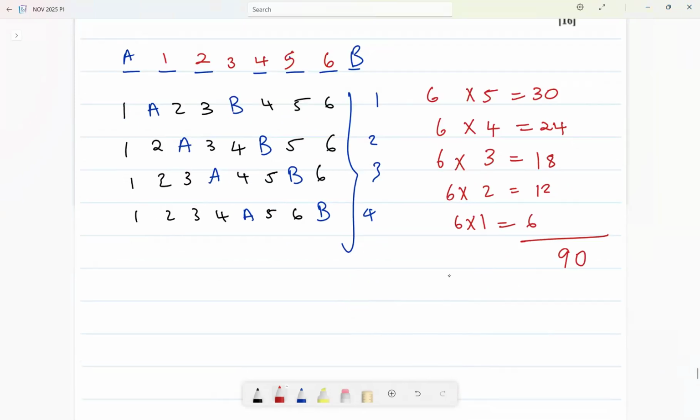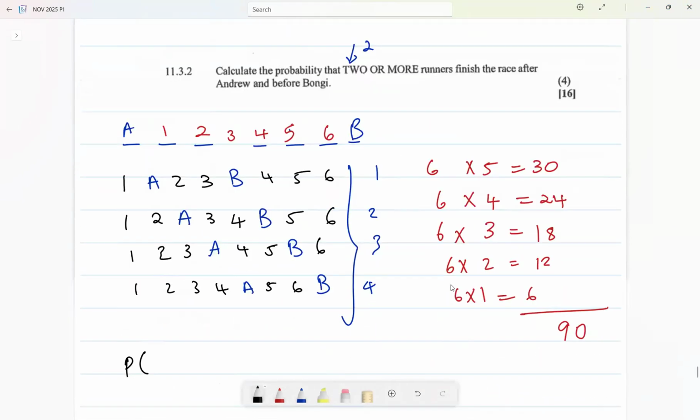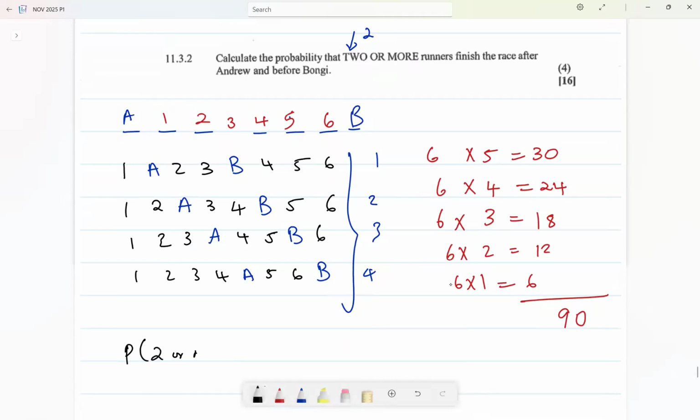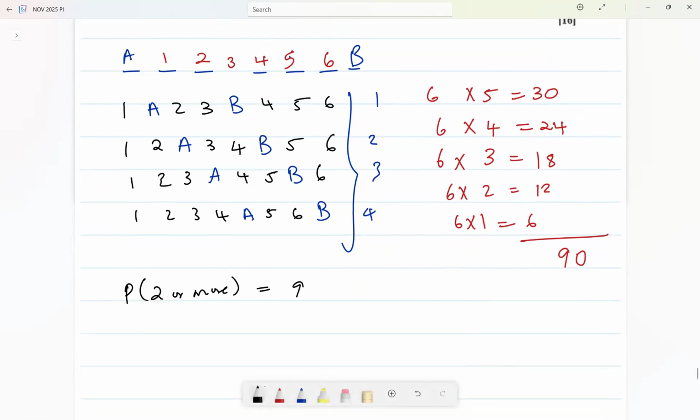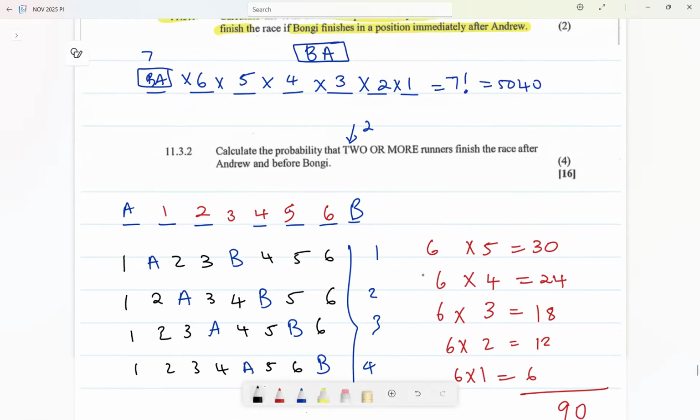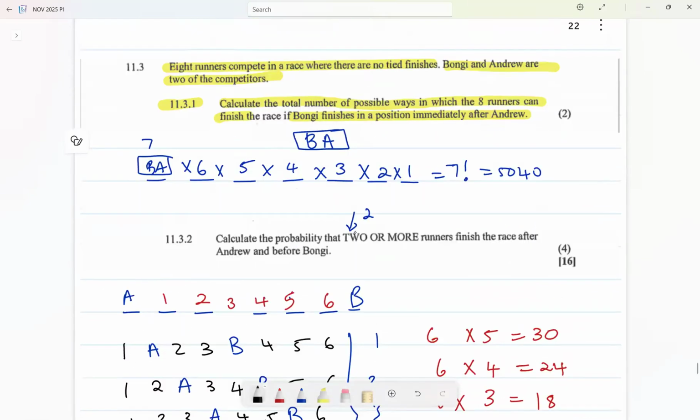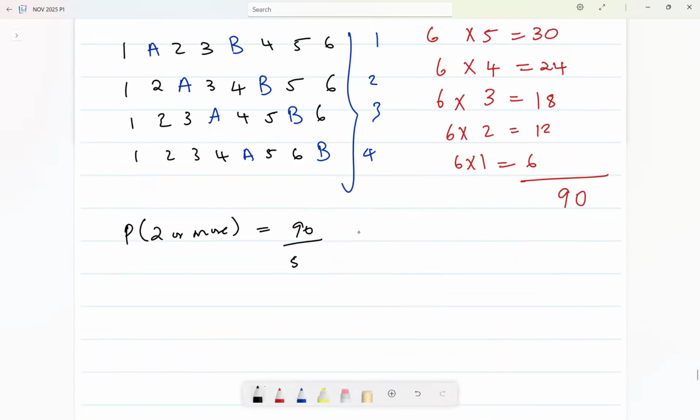And then let's see. Out of the possible arrangements, now we want the probability. The probability of having 2 or more is going to be 90 divided by the factorial, the number of possible ways they can run, which is 90 divided by 5040. It's 1 divided by 56. Okay, now I get this.